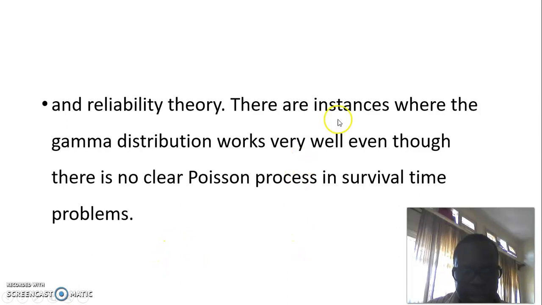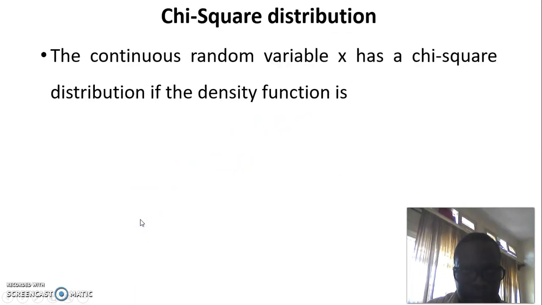So these instances are very important to note, where the gamma distribution works very well if the Poisson process is not clear in survival time problems. Survival time refers to time to an event, for example, time to developing a disease, or time to arrival, and so forth. So if in such a situation the Poisson process is not clear, then the gamma distribution can work very well in such situations.